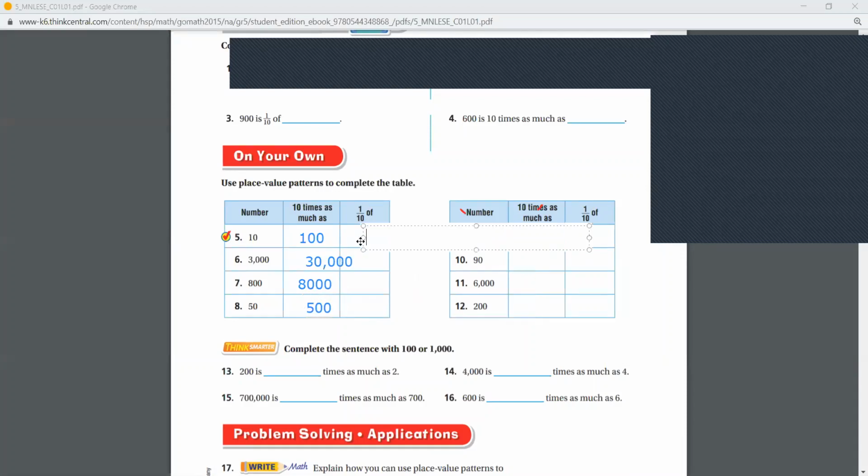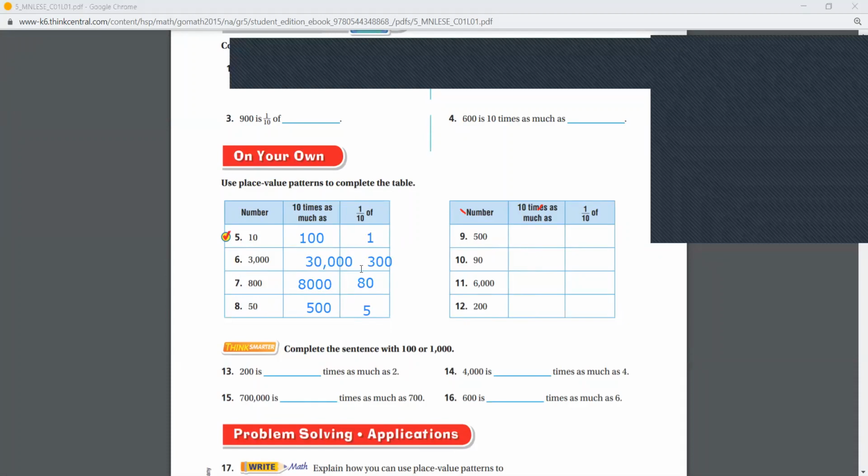When I say 1/10 of, it is 1. 3,000 becomes 300. 800 becomes 80. 50 becomes 5. Now, girls, how they ask: if they ask you, 80 is 1/10 of, you will say the answer is 800. 300 is 1/10 of 3,000. Now you see how opposite they will ask you. Do you understand?